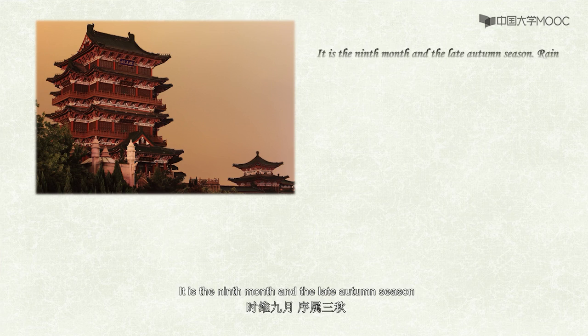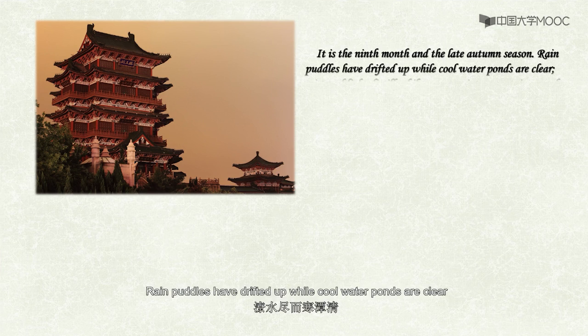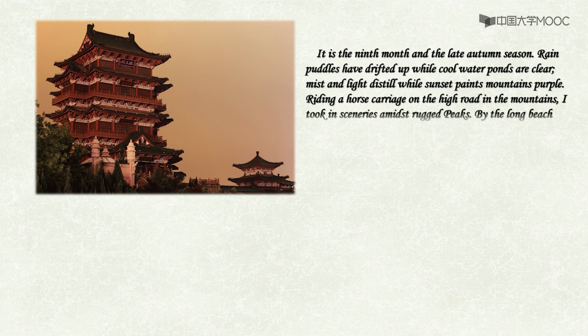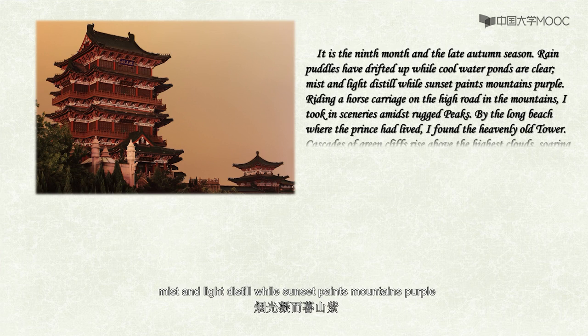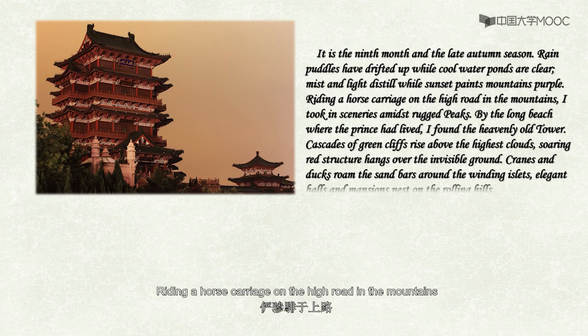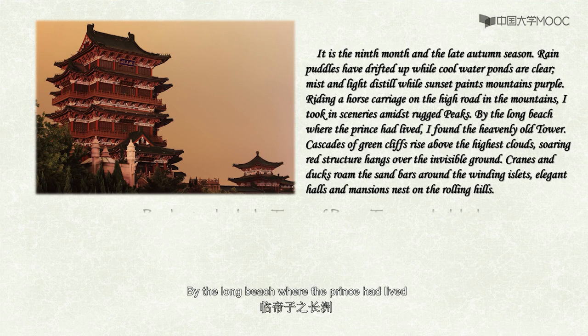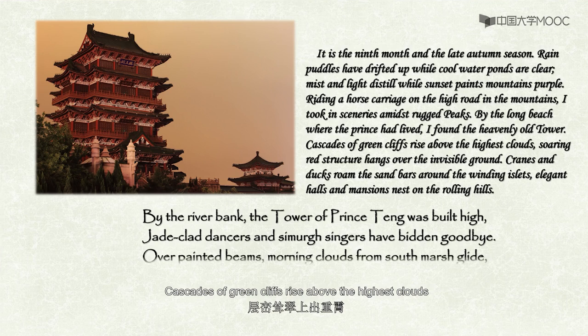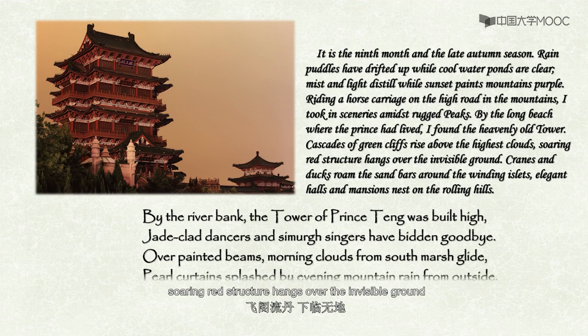It is the 9th month and the late autumn season. Rain puddles have drifted away while cool water ponds are clear. Mist and light distill while sunset paints mountains purple. Riding a horse carriage on the high road in the mountains, I took in sceneries amidst rugged peaks. By the long beach where the prince had lived, I found the heavenly old tower. Cascades of green cliffs rise above the highest clouds. Soaring red structure hangs over the invisible ground.